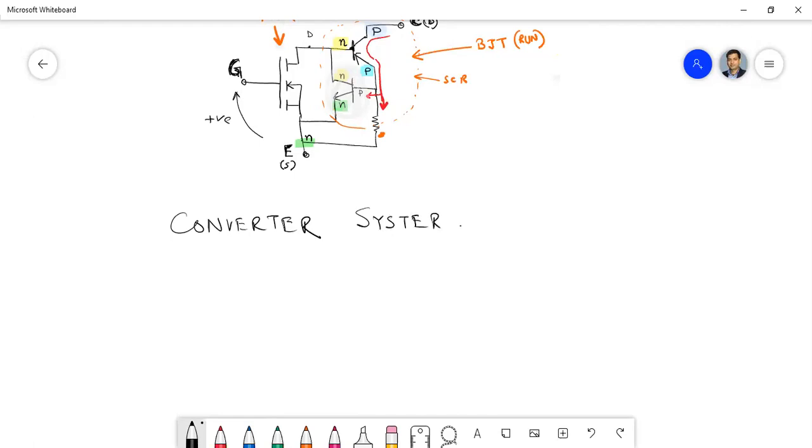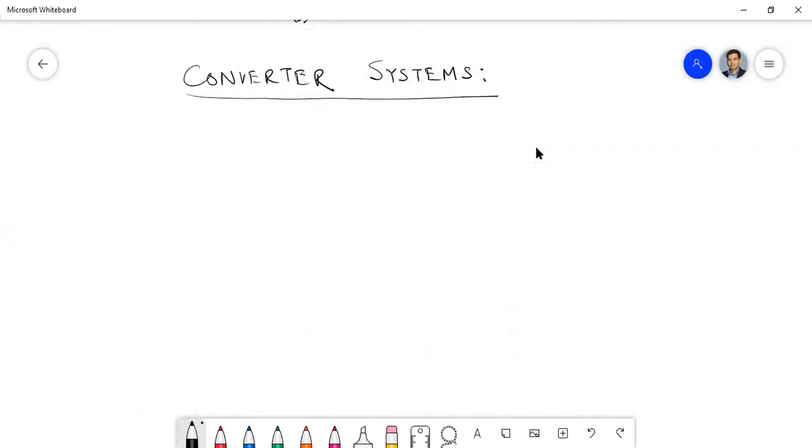Have you started any converter? Sir, in the other rectifier part is going on. MR sir is taking the classes. For you, MR sir is taking classes? So how many classes has he taken? I think two classes he has taken. Has he started this week or last week? This week only. Okay.